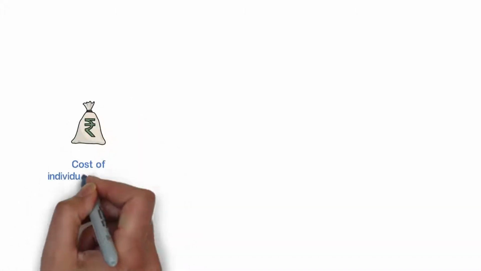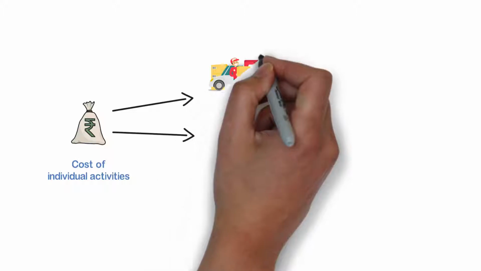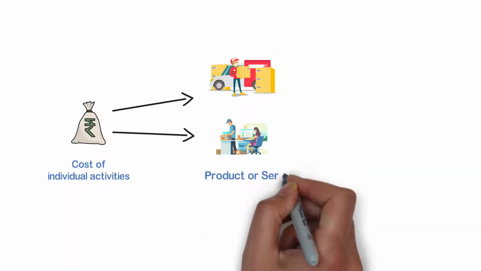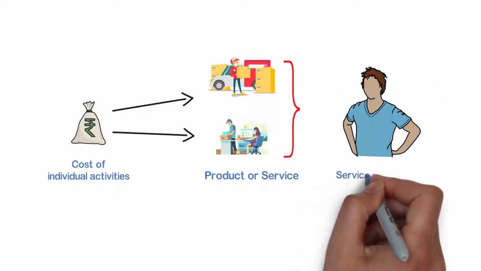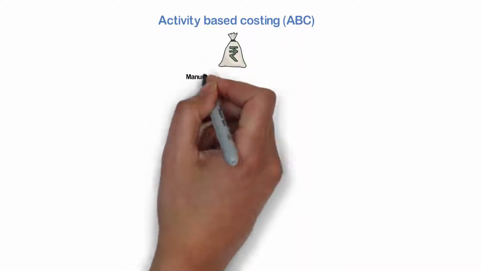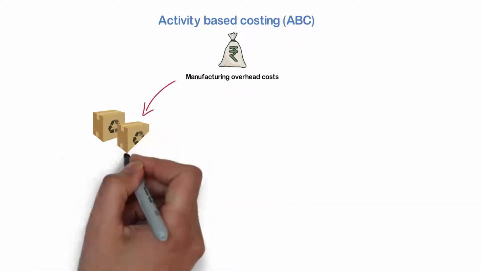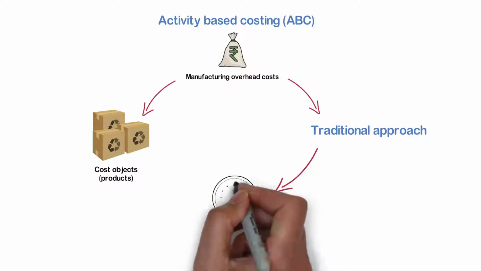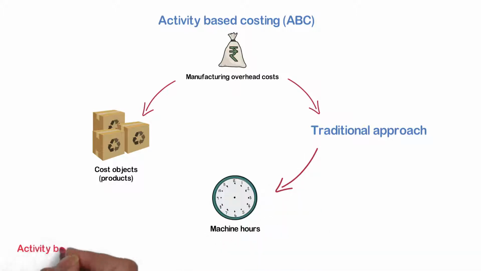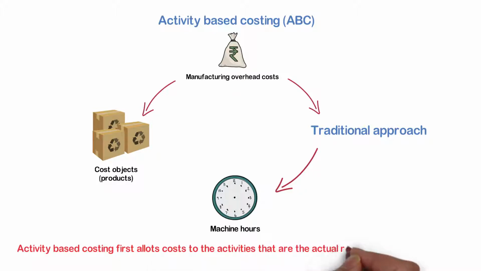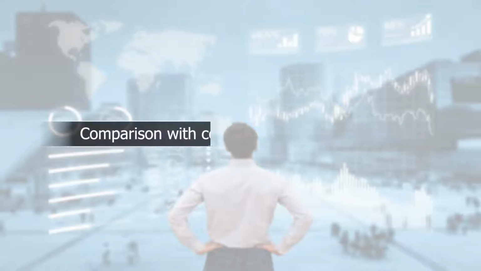Cost of individual activities are calculated and assigned to each product or service on the basis of activities required to produce a product or to service a customer. ABC costing allots manufacturing overhead costs to cost objects in a more reasonable manner than the traditional approach of simply assigning cost on the basis of machine hours. Activity-based costing first allots cost to the activities that are the actual reason of the overhead.